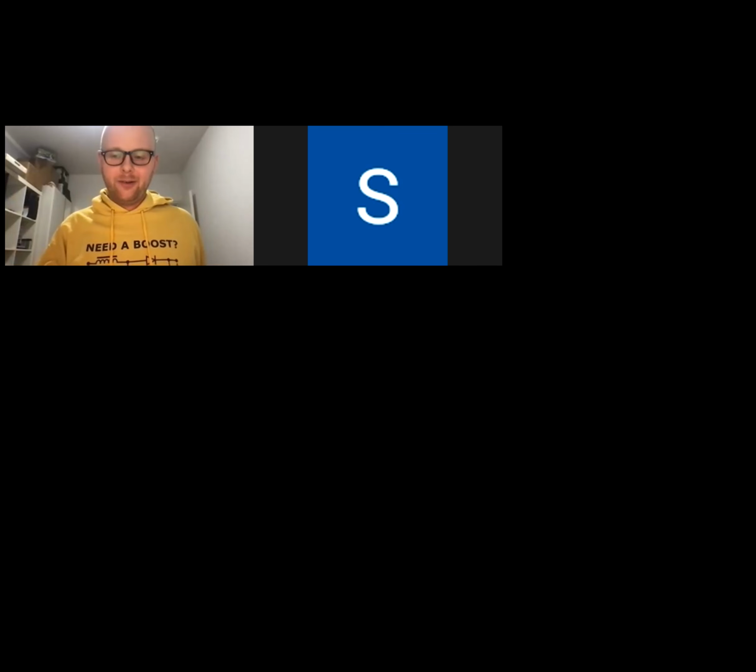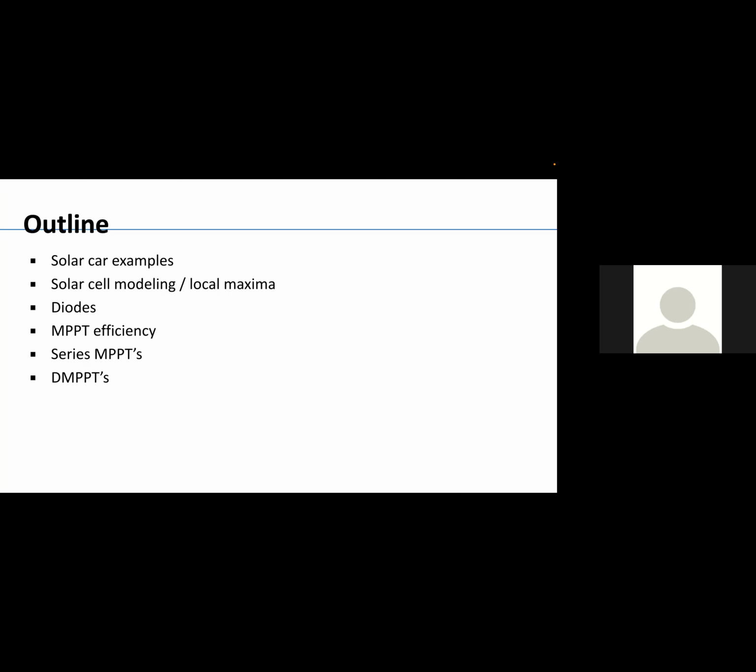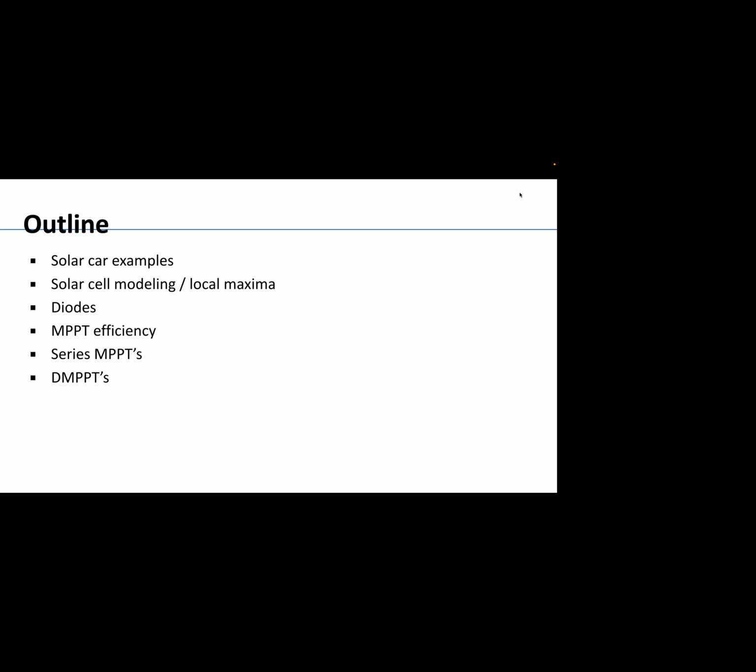I'll explain some examples of how you can use diodes to get more solar out of your array when you got shade. I'll explain something about efficiency of maximum power point trackers, and then some special tricks that you can do with maximum power point trackers. For example, putting them in series or doing decentralized maximum power point tracking.